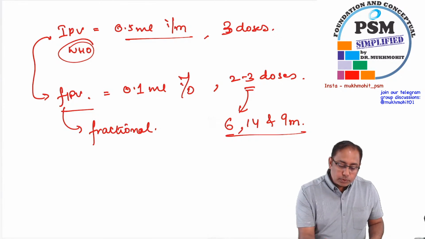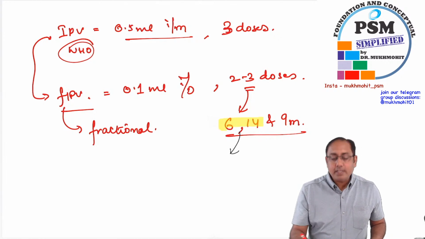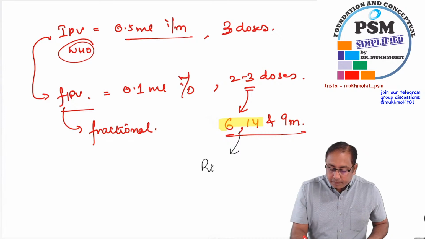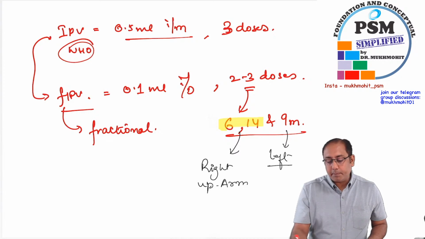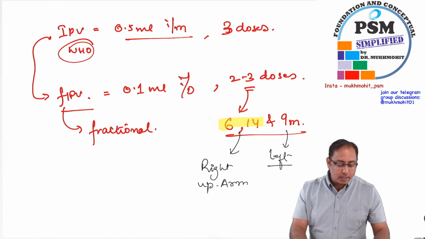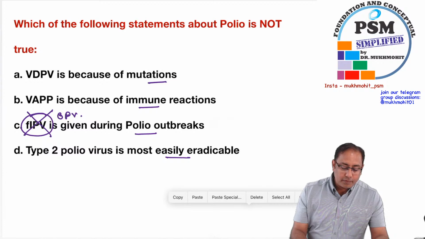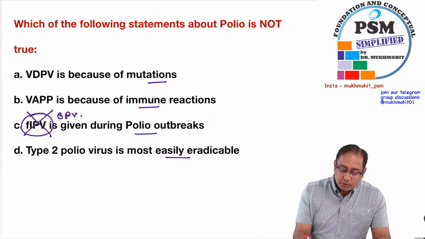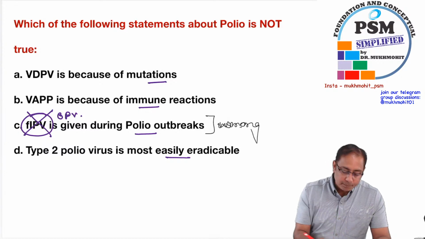So the first two doses, at 6 weeks and 14 weeks, are given in the right upper arm, whereas the 9th month dose is given in the left upper arm. We have discussed this during our session on vaccination. That's very important for your exam. So FIPV is the wrong statement.